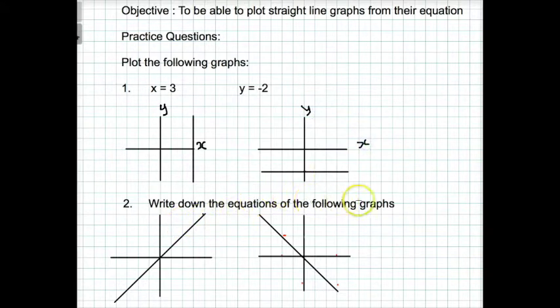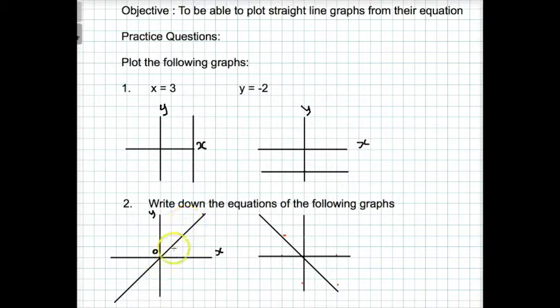Write down the equations of the following graphs, question 2. Okay, well again, if we put our x and y axis in, we know that this is the origin here, so our graph goes through the origin, or goes through 0, 0.